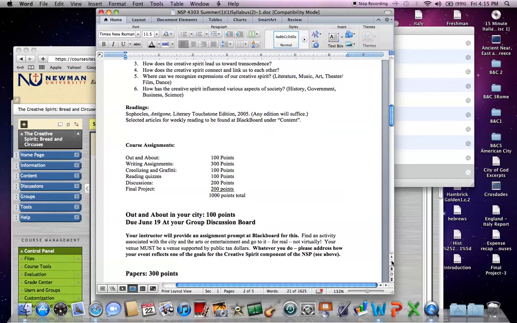Let's see, you have several assignments in this class, and let's just go through them quickly. As you can see, there's a total of 1,000 points possible for this course. That just means that at the end of the semester, if you have between 900 and 1,000 points, you've got an A. It makes it easier for me. I don't have to average grades.